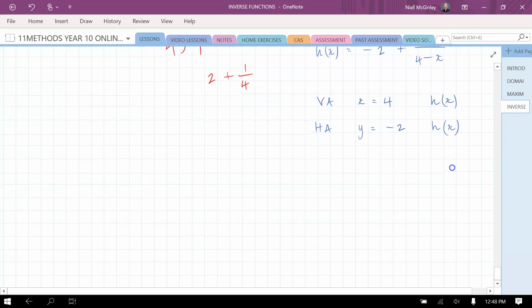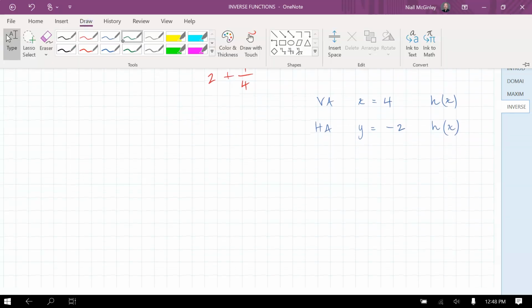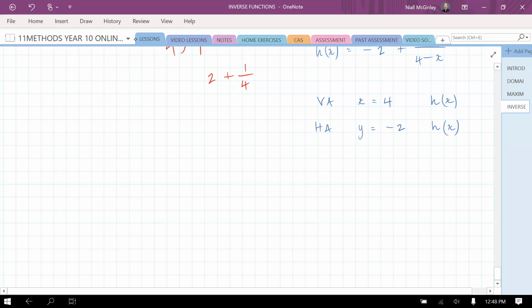So therefore, we can use this information now to work out what the asymptotes are for the inverse. So your vertical asymptote and your horizontal asymptote for your inverse.